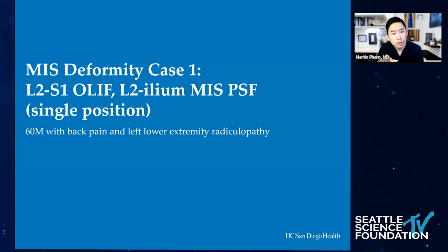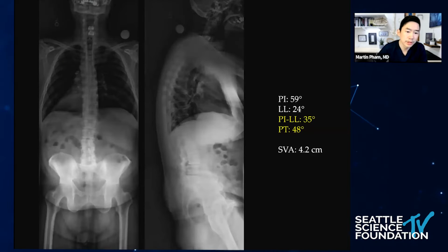Moving on to incorporating robotics into complex cases, I think this is where you start to expand and see more of the benefits of the incorporation of robotics. So the first is minimally invasive deformity. Here I'm showing an L2 to S1 OLIF, and then an L2 to ilium minimally invasive percutaneous fixation in the single position, right? So you have someone like this who's got a mismatch of 35, a pelvic tilt of 48 degrees. He's a tall guy at 6'4".